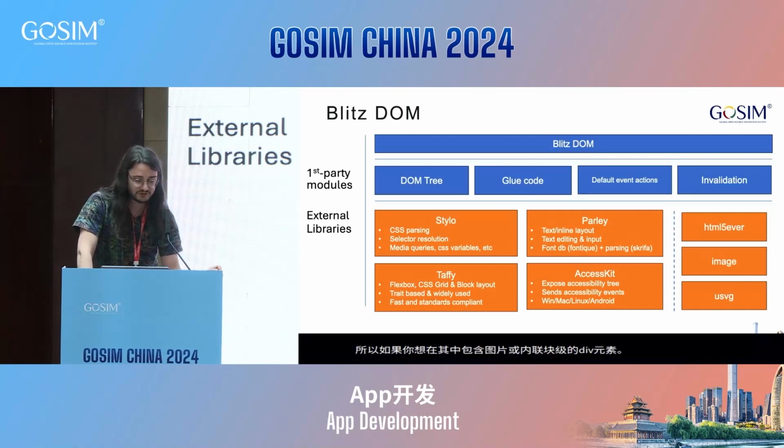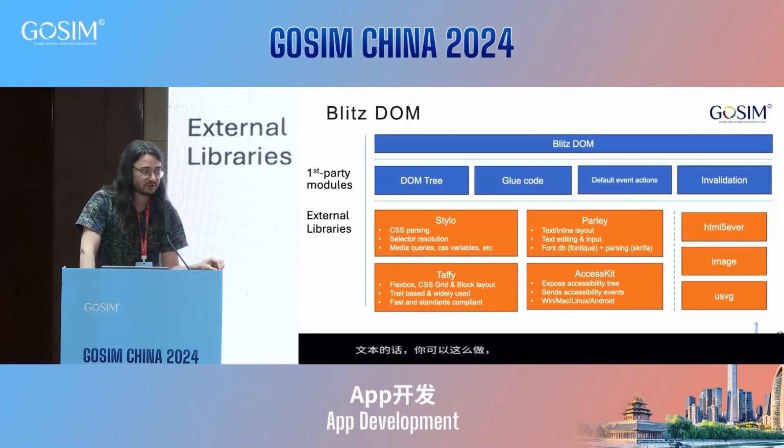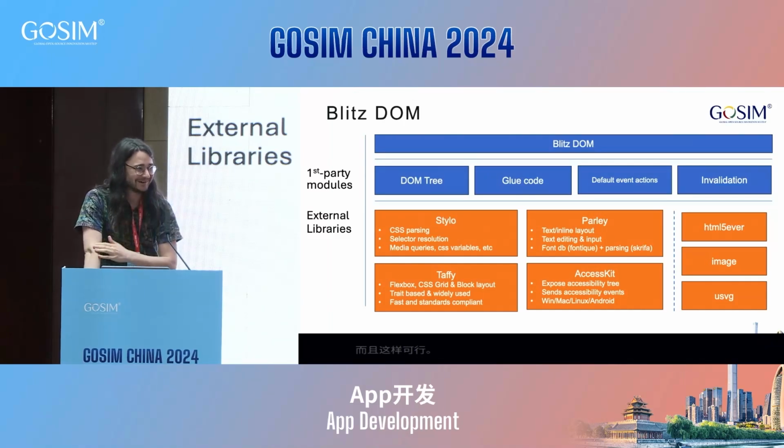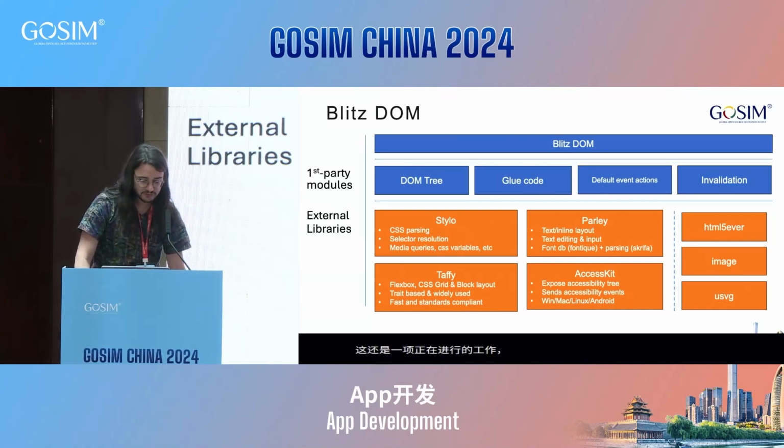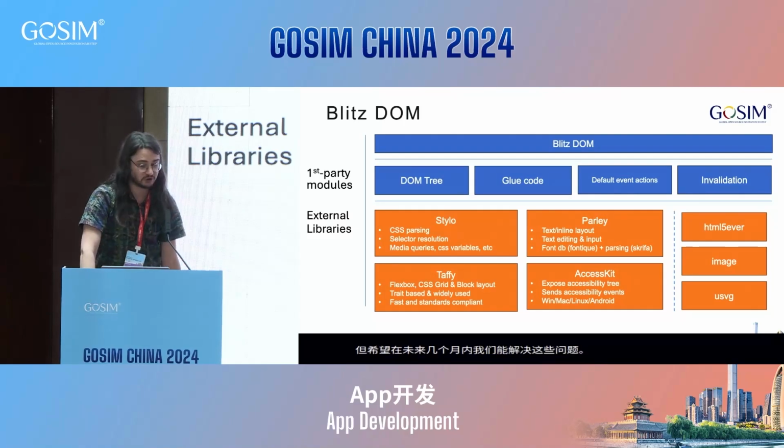And we're also using it for text editing and input. That is a little bit of a work in progress. It's not quite ready yet. Things like IME work, but they don't work very well. But hopefully in the next few months, we'll get that ironed out. And this is being built on top of some code from Google Fonts, which does the low-level font parsing, which is also being used in Chrome, which is very cool.